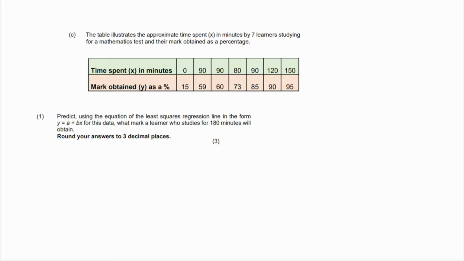Now for question C, the table illustrates the approximate time spent in minutes, this is our X, by 7 learners studying for a mathematics test, and their marks obtained as a percentage. So this is the information. Then they say predict using the equation of the least squares regression line in this form. This is all you really need to know. Don't worry about the regression stuff.